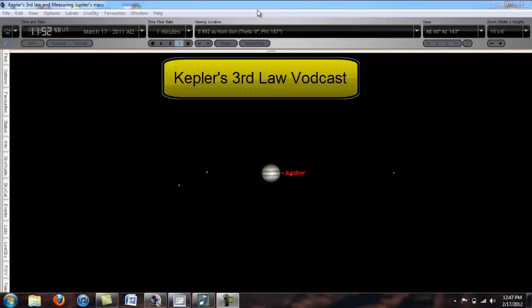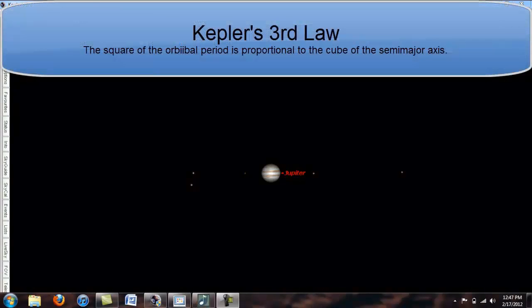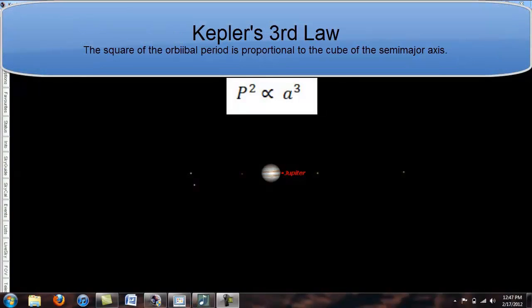So this is the last of Kepler's Vcast. This is Kepler's third law, and it has to deal with the time it takes for planets or moons to go around the object they're orbiting and compare it to the distance that they're orbiting. In fact, what you should have found is Kepler's third law states that the square of the orbital period is proportional to the cube of the semi-major axis. Or you may have had that flip-flop, but the idea is that those two things are proportional.